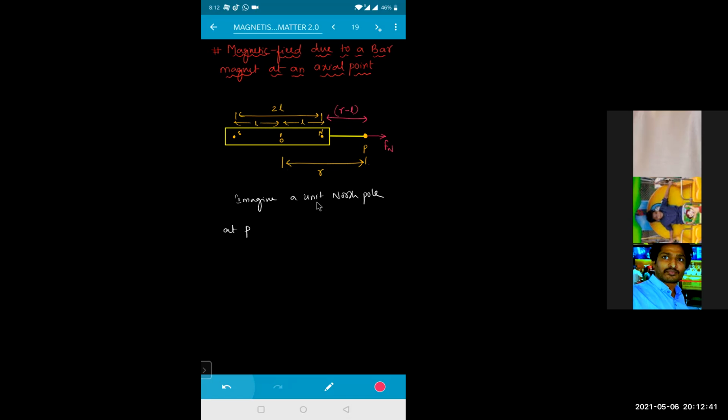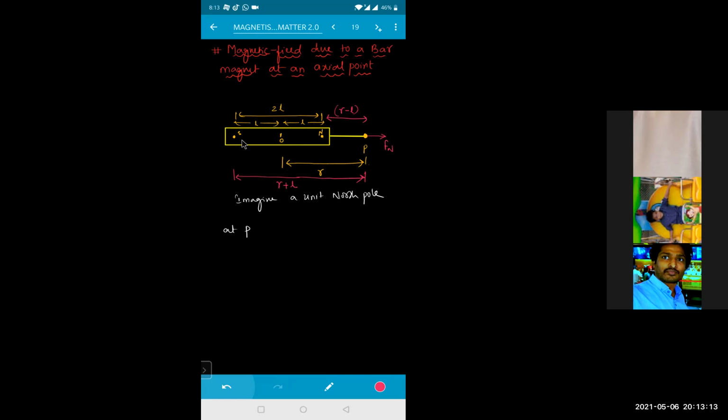Now this point P from the south pole, how much distance is it, beta? Can you tell me? From south to this unit north pole, this distance will be equal to how much? R plus L, sir. Yes, R plus L. That's it, sir. Clear? Yes, sir.